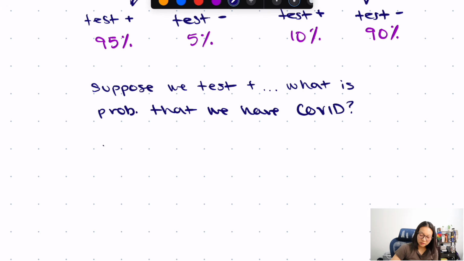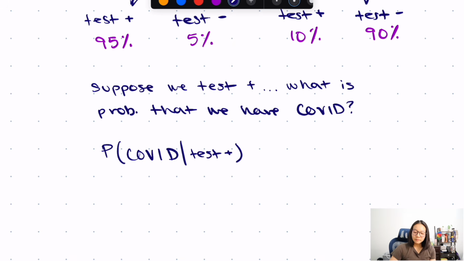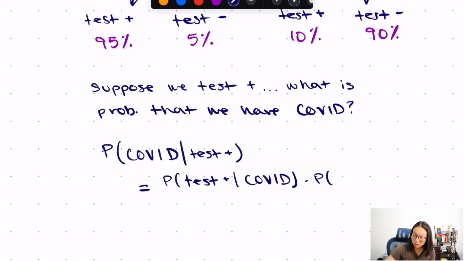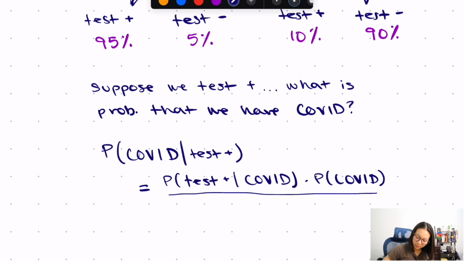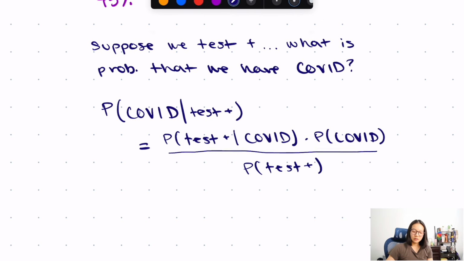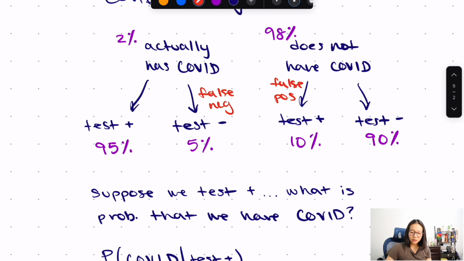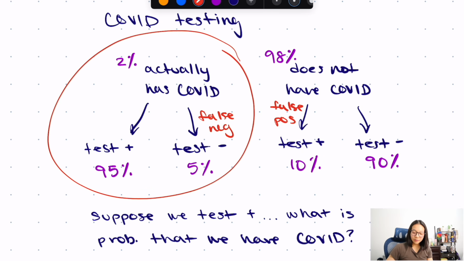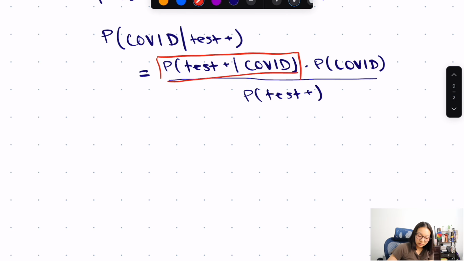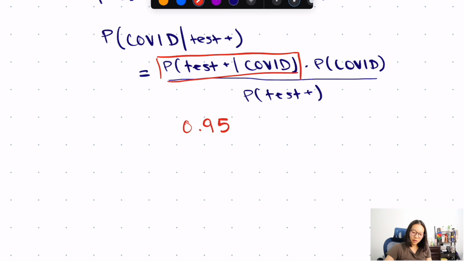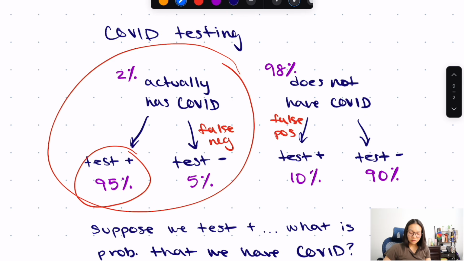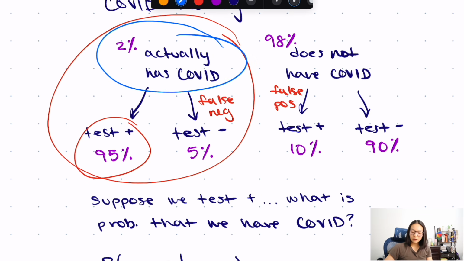In mathematical terms, what we're trying to solve is the probability that we have COVID given that we tested positive, right? And now we can use Bayes' rule on this. So this equals the probability that we get a positive test given COVID, times the probability that COVID is actually a thing, divided by the probability of a positive test. Okay, so let's look at our tree and solve for each of these. The probability that we test positive given that we have COVID is 95%, so this here is 0.95. And then the probability that we have COVID.